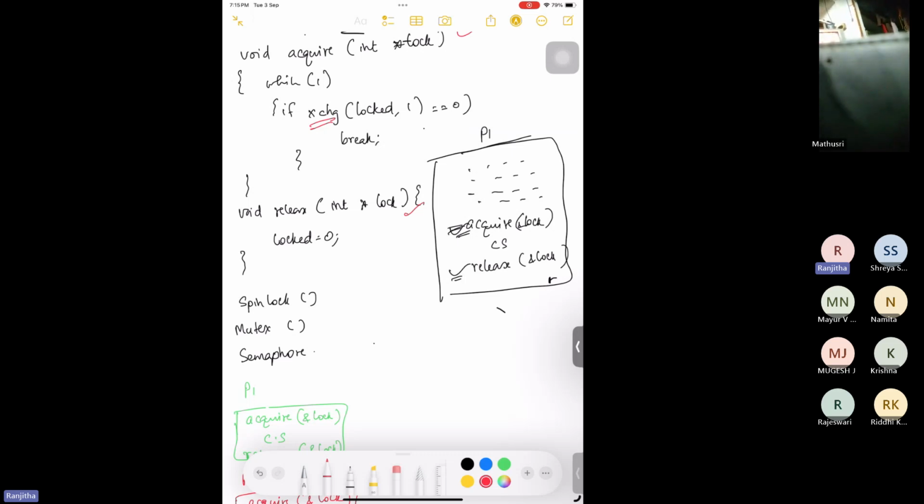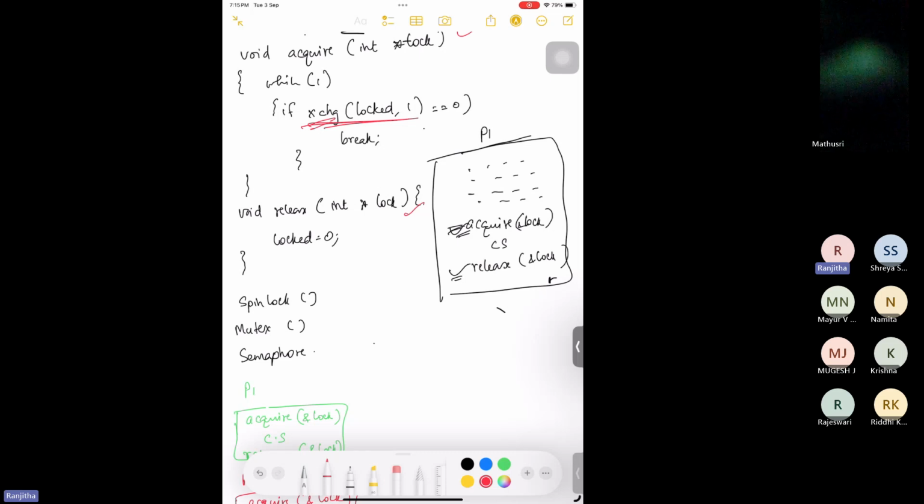There is another version wherein, instead of having this whole instruction inside the while, we do this once, and then we only check whether the locked value has changed. So a better performing acquire is also possible. But having said that, the while loop is still there.